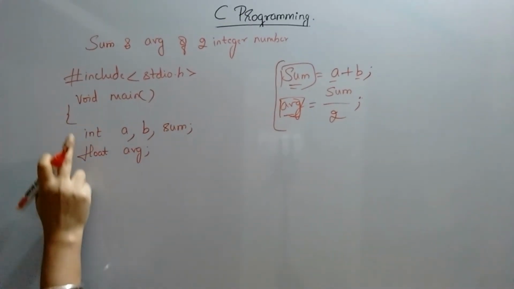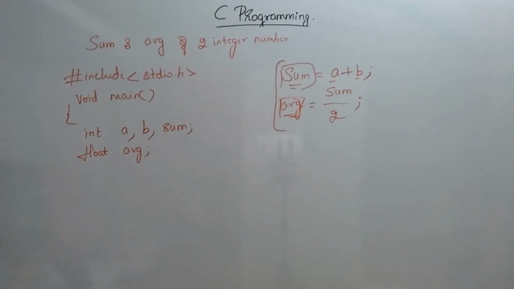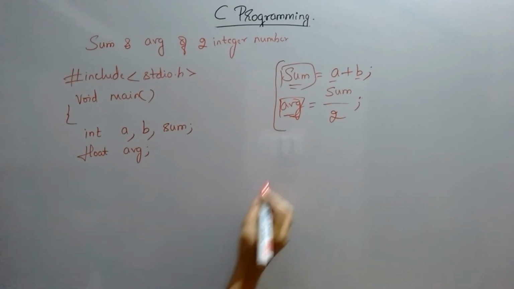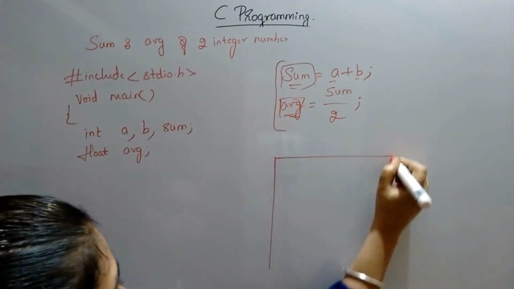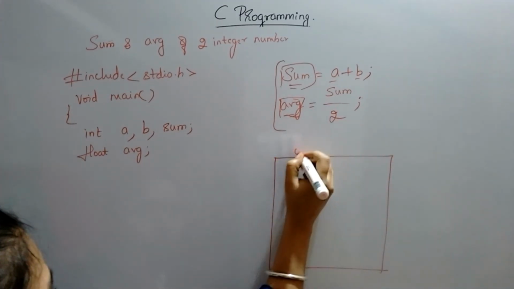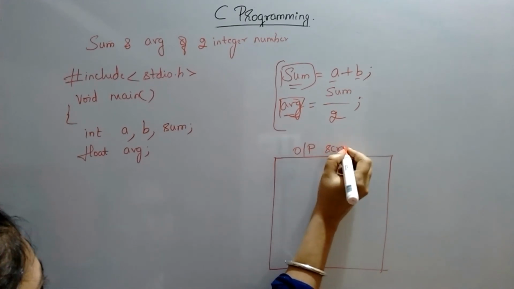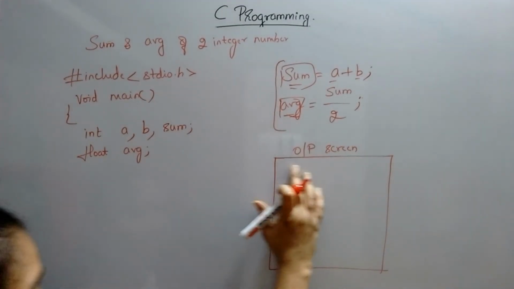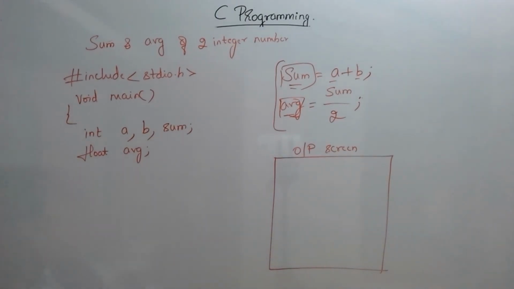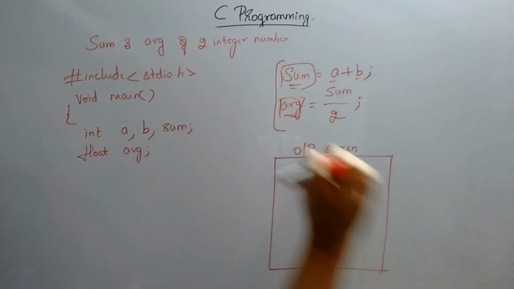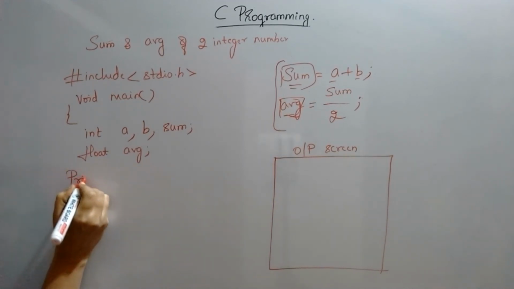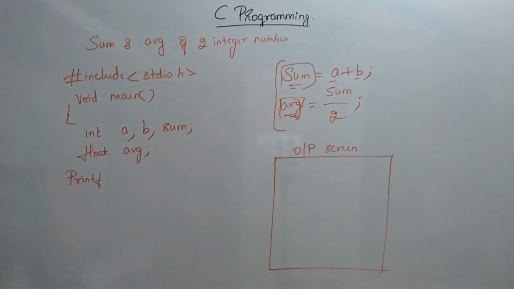Now, after the declaration part, I have to start with the statements. First I am going to use the printf statement. If this is your output screen, when you run the program, you have to get here: enter the value of A and B, since you have to calculate sum and average, right? Here I am going to write the printf statement.